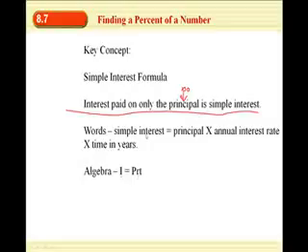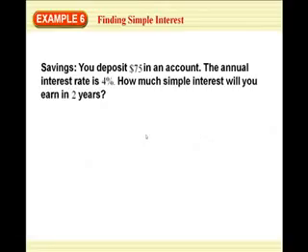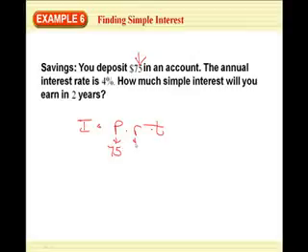So write out that formula in the key concept box. So interest equals principal times rate times time. The principal is how much you start with. So you deposit $75 in your account. That would go for the P. The annual interest rate is 4%. But we're multiplying, so we have to put it in as a decimal. It's going to be 0.04 times time for 2 years.